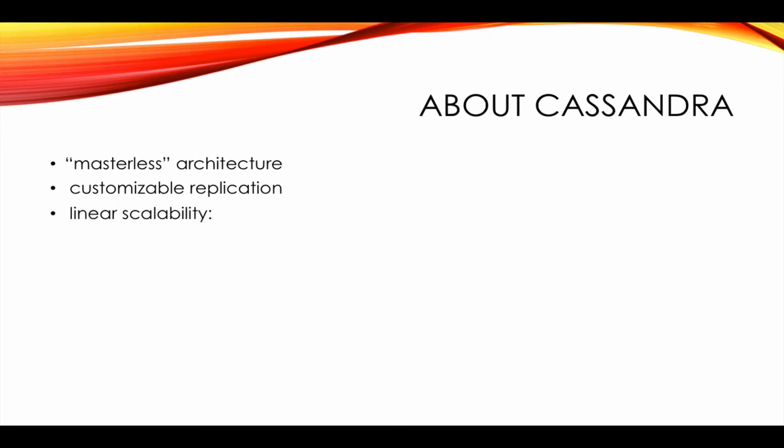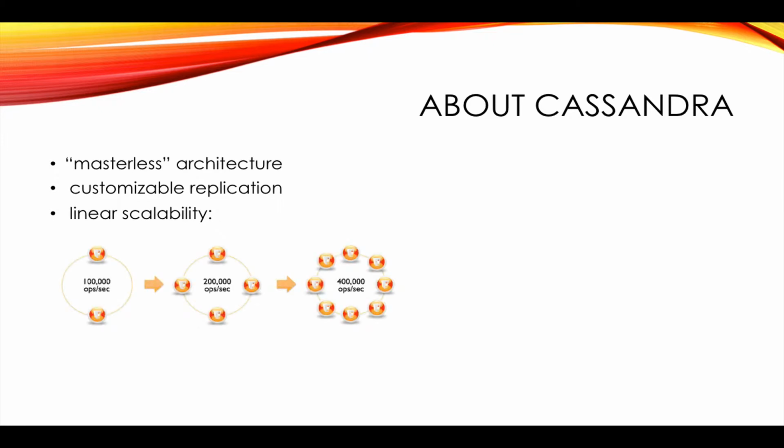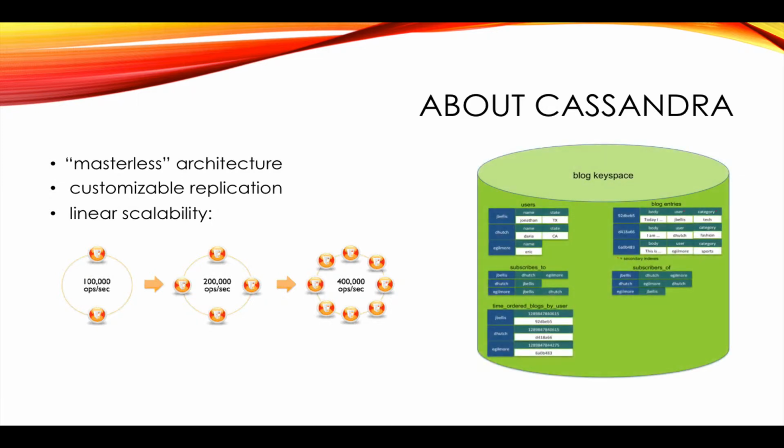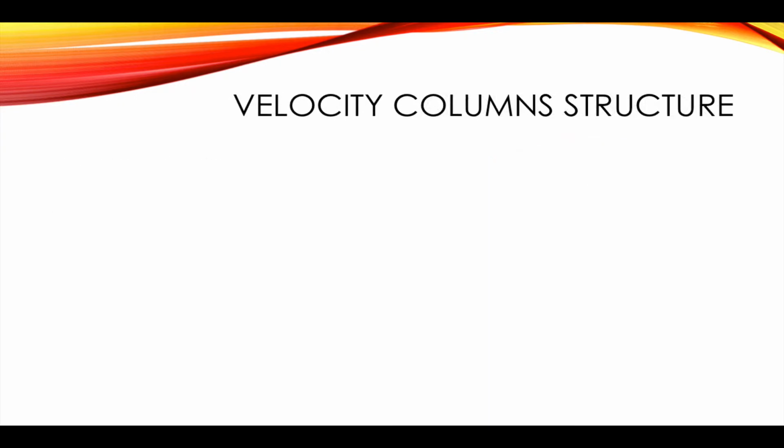Cassandra supplies linear scalability, meaning that capacity may be easily added simply by adding new nodes online. For example, if 2 nodes can handle 100,000 operations per second, 4 nodes will support 200,000, and 8 nodes will tackle 400,000. Let's have a look at our data structure.